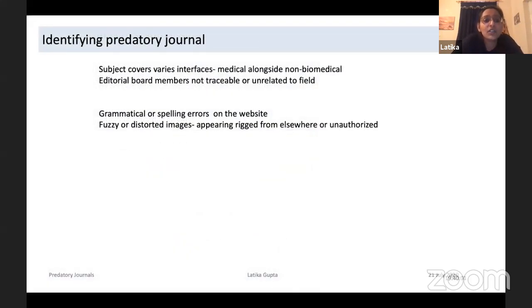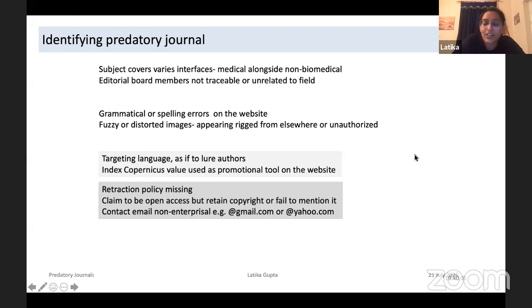Identifying a predatory journal, once again, emphasizing that the subject may cover various interfaces. The editorial board members may not be traceable or may be unrelated to the field. There may be grammatical or spelling errors on the website. There may be distorted images. The website looks unprofessional generally. I've oftentimes seen some blingy websites which have a WhatsApp icon and the phone number given out, which is definitely predatory. And then targeted language as if to lure the authors, and the Index Copernicus value can be used as a promotional tool on the website.